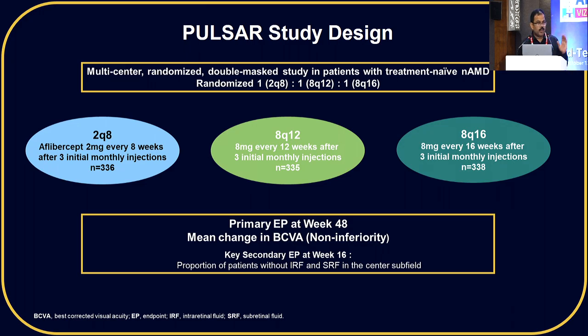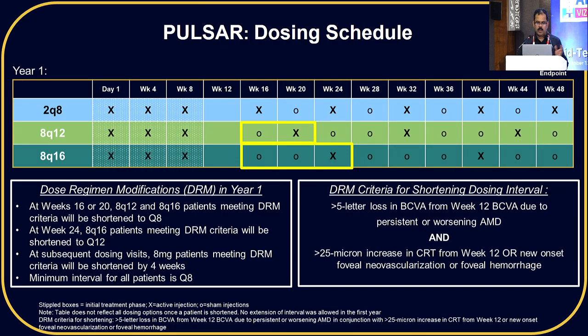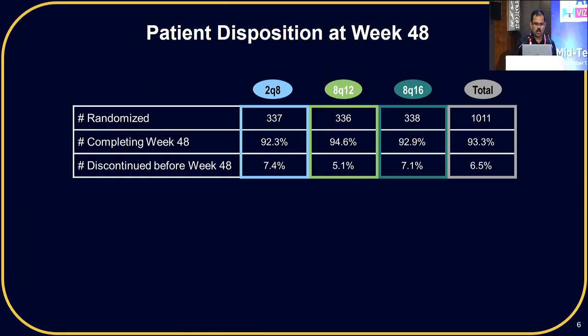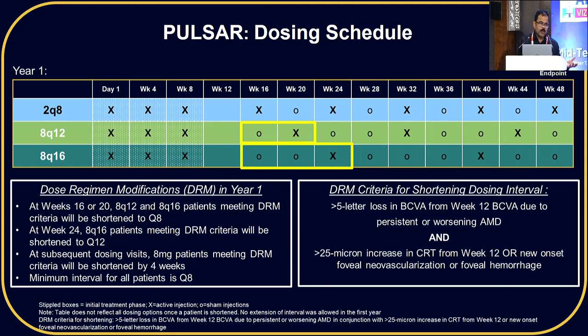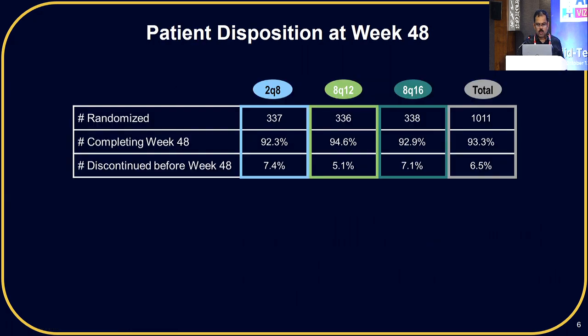Now these are 1:1:1 randomizations: 2 milligram every 8 weeks, or 2 months I would say, 8 milligram every 3 months, and 8 milligram every 4 months. So this was a head-on-head trial between 2 milligrams on a 2 monthly basis versus 8 milligram on a longer duration basis. This is the dosing schedule as I just told you, and if there was worsening, there could always be shortened injection intervals. That rescue was also available.